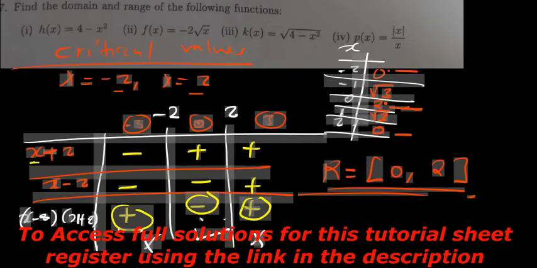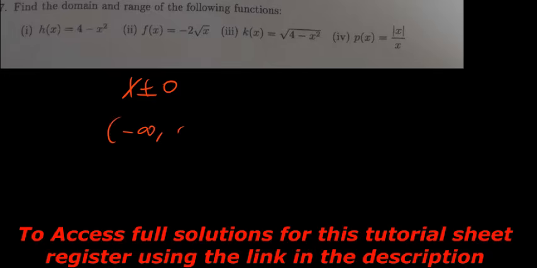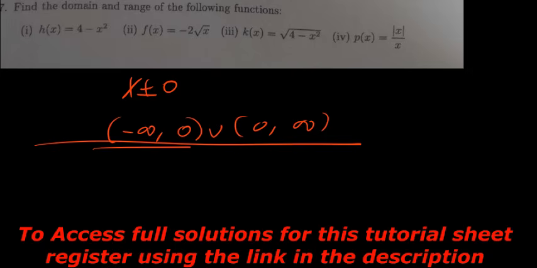So try to explore different types of questions based on the same concept. So here we are just dealing with the denominator. The denominator should never be equal to 0. Then x should not be equal to 0. Then we can say from negative infinity all the way to 0, not included, union 0 to positive infinity. That's the domain.